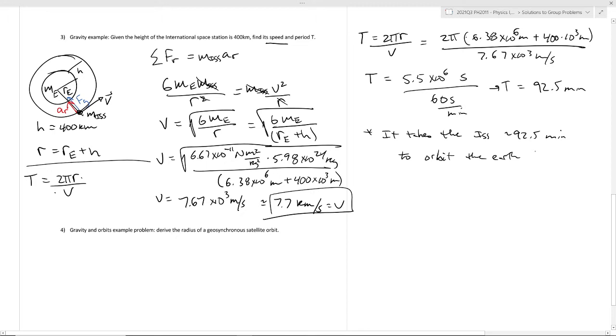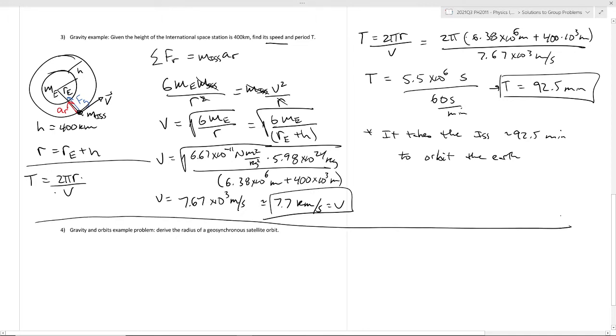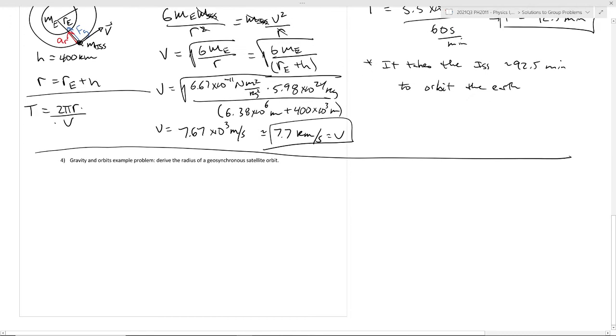Which is pretty cool. And this is a good example of one of these kinds of simple orbit problems. So let's take a look at this second question.